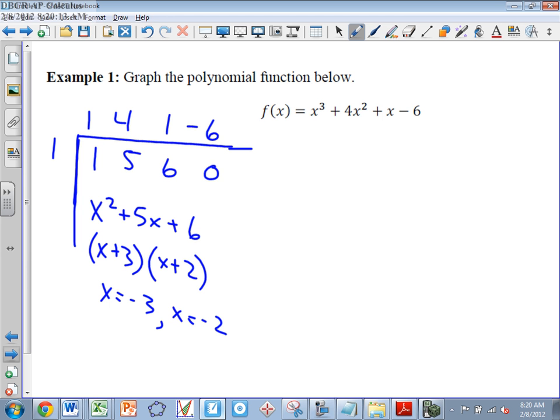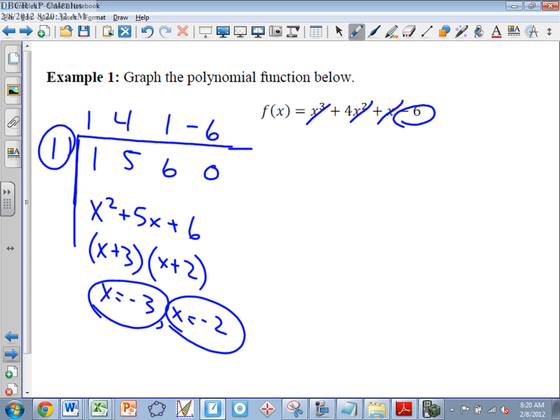So we've got a root here, a root here, and a root here. Agreed? What's the y-intercept? Negative 6. Remember, to find the y-intercept, you make everything 0 for x. What's left? Negative 6. So the y-intercept is (0, negative 6). Let's write that down. I'm going to circle that also. So I've got the 3 roots circled and the y-intercept circled.